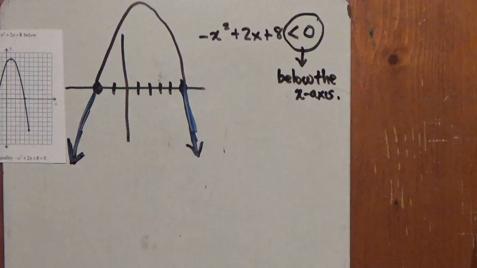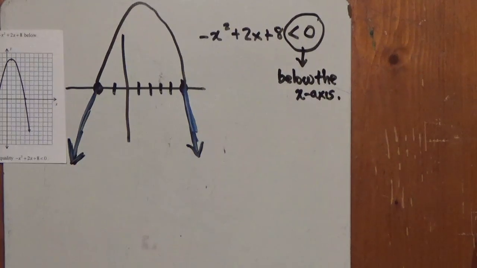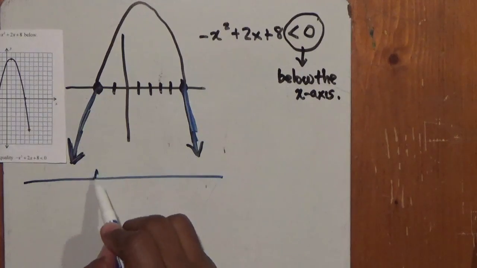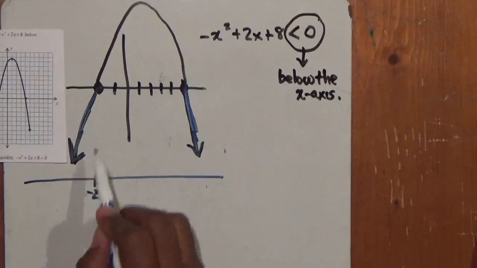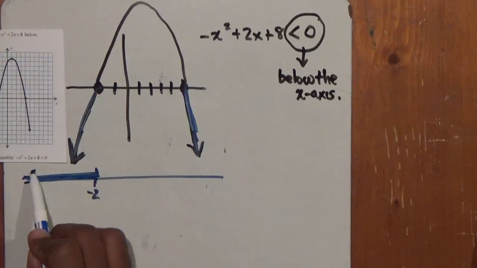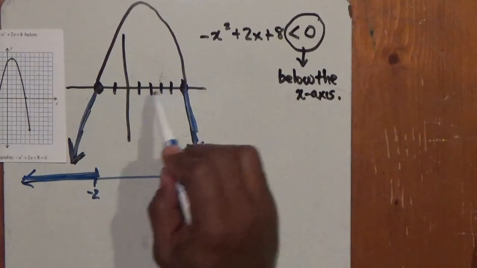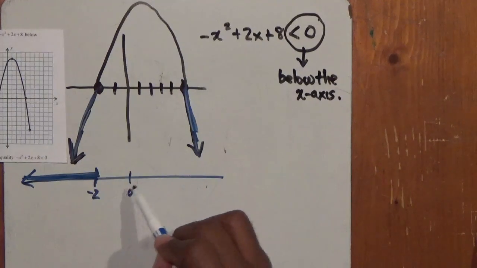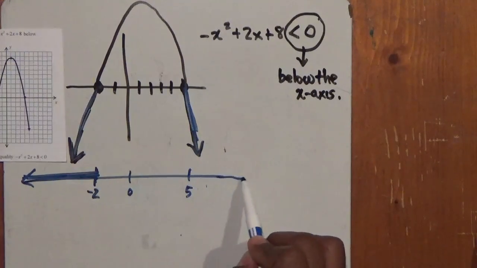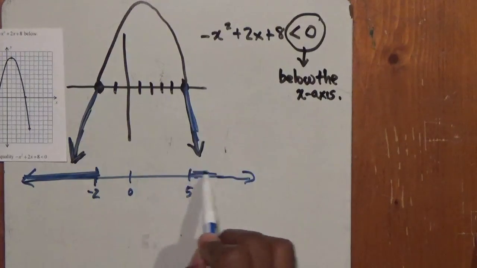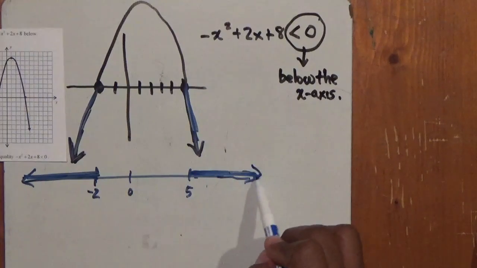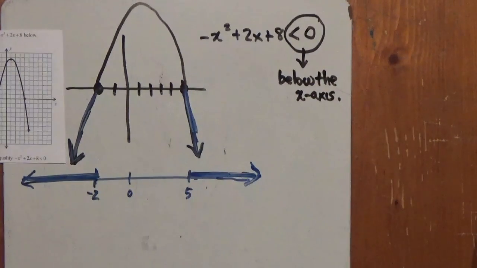And so what you want to do is give the x values where that's part of the solution. If we look, this is at negative 2, and the graph is to the left of negative 2. This is 0, and this is 5, in the x direction. It's going to be everything to the right of 5. Those are all the parts that are below the x-axis.